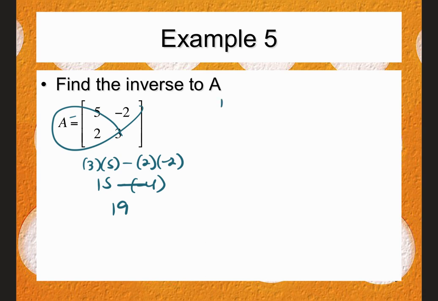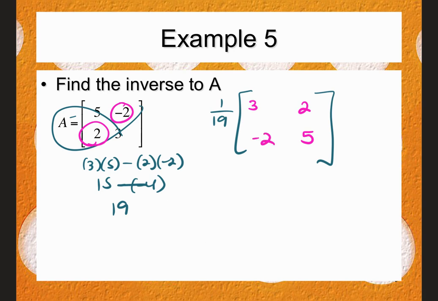Then I do 1 over 19 times, switch the A and the D, so the first one and the last one. So the 3 comes here and the 5 goes there. And then change the signs on the other 2. So this -2 becomes a +2. This +2 becomes a -2. Now I know that'd be the same as switching them, but you are not switching them. You are changing those signs.